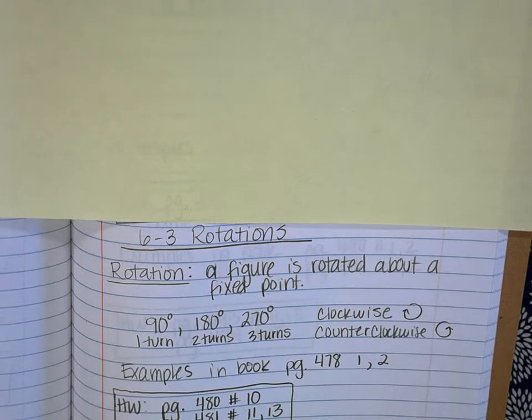So as soon as you're done writing that down, turn to page 478. I'm going to pass out to you guys what's called patty paper, and it's like a tracing paper. You might want to go grab a graph paper to do this so that you can experience this.